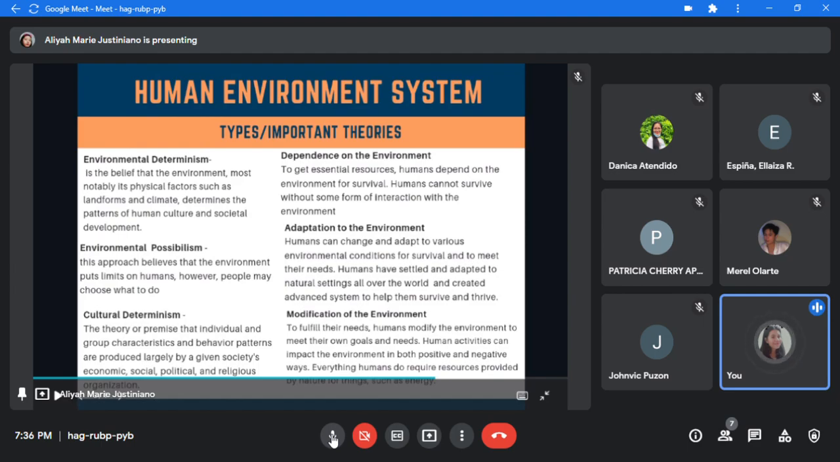So, environmental determinism, it is created by Alexander von Humboldt and Karl Ritter. They believe that society developed based on its physical environment. Physical environment controls human actions and culture.